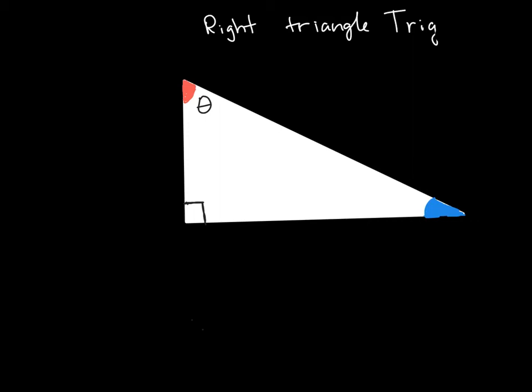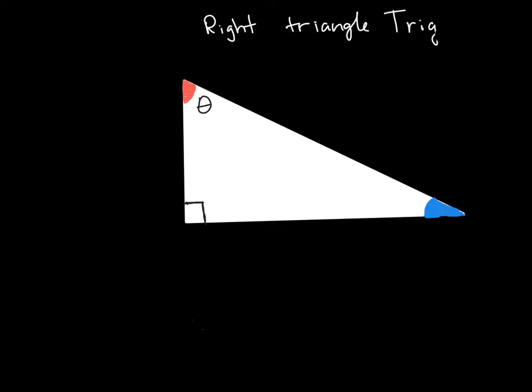So when we're talking about right triangle trigonometry, right now we have this triangle that is labeled, and this 90 degree, this box here is 90 degrees. This top corner that I have shaded in red, we're going to go ahead and call this theta. And this bottom piece over here right now, we're just going to go ahead and leave it blue. We're going to talk about that in a moment.